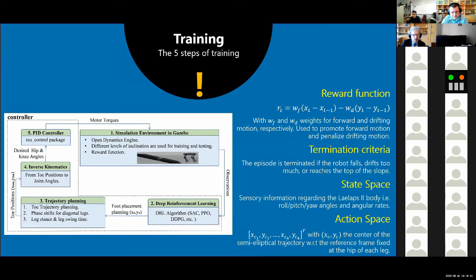It involved 5 steps. First, the Gazebo environment, where every algorithm could take the observation from. Second, the DPRL part, where the algorithm is producing the center point around which the trajectory planned in the next part, 3, will produce the semi-elliptic-like trajectories. 4, the inverse kinematics part, where every point in the trajectory is translated to the corresponding joint angles. And last 5, a PD controller produces the torques to be applied to the motors.